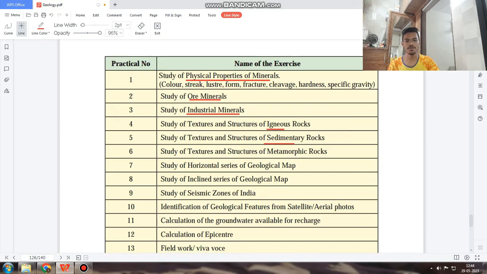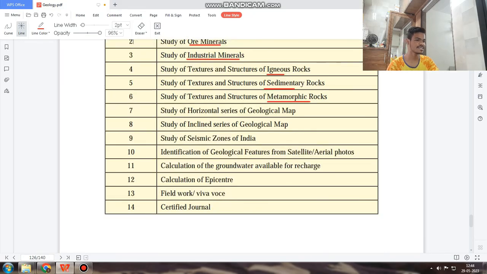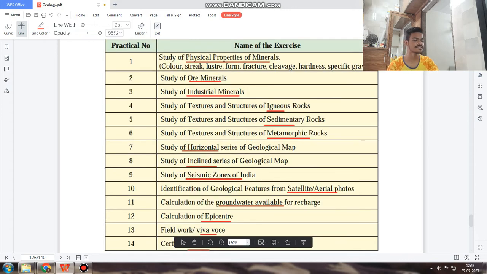Then we are going to study maps, horizontal series and inclined series, out of which inclined is tough as compared to horizontal. Study of seismic zones, identification of aerial satellite photos, groundwater available for recharge, calculate the epicenter, viva and certified journal. I'm going to make a separate video related to practicals.